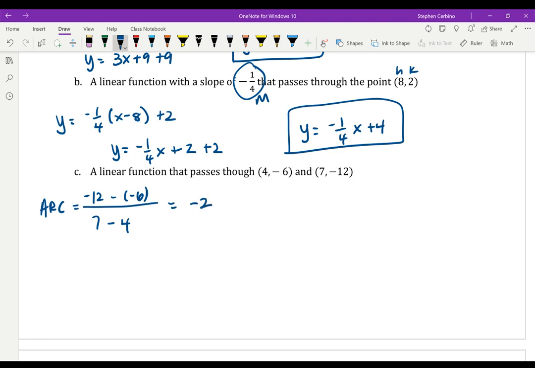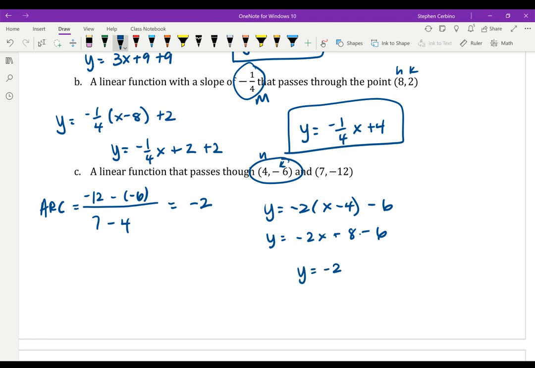So now we can pick a point. It doesn't matter which one you pick. So I'm going to pick 4, negative 6. I'm going to make this my h and this my k. So I'm going to say y equals negative 2 times x minus 4 minus 6. Do some distributing. Negative 2x plus 8 minus 6. Combine my like terms. I have negative 2x plus 2.